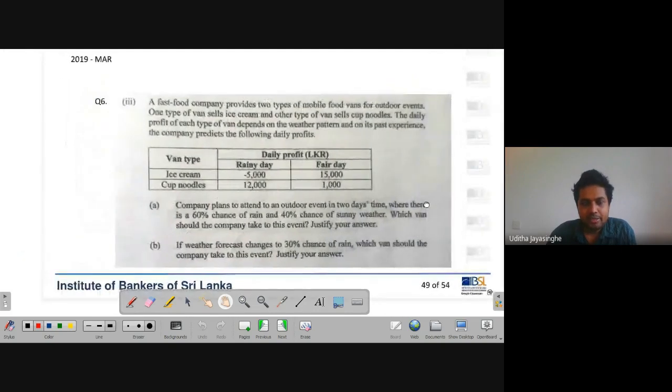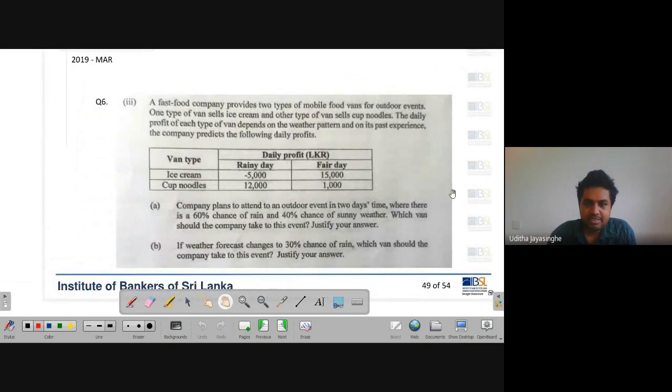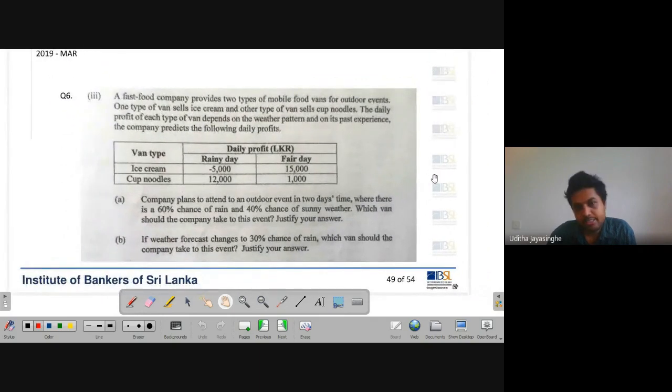This is 19 marks, question number 6 for 5 marks. It's asking some expected calculations. A fast food company has 2 types of mobile vans for outdoor events. We have seen these ice cream vans in different event outlets, like book exhibitions and all. The daily profit of each of these vans depends on the weather pattern, and on its past experience, the company predicts the following daily profits.